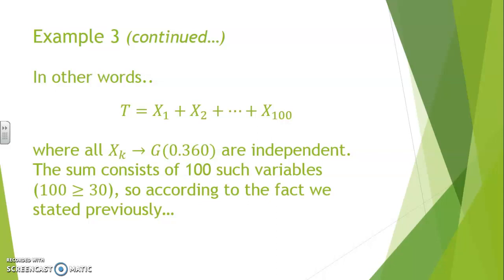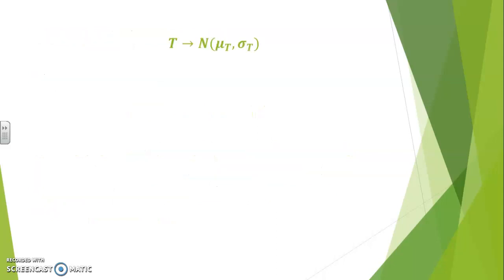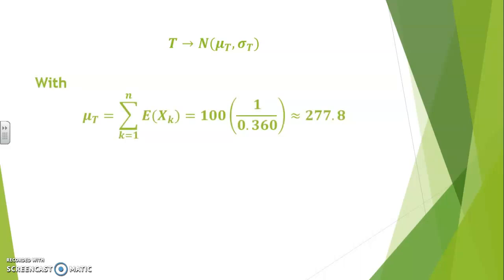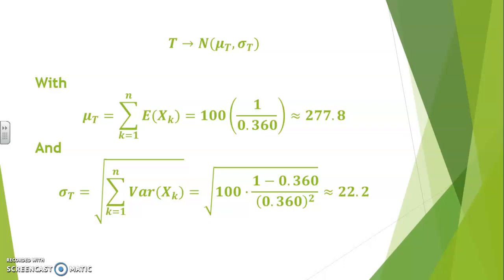We can assume they're independent because the number of at-bats needed to get the first hit should not influence the number of at-bats to get the second. And the sum consists of 100 such variables, which is bigger than 30. So, by the fact that we stated earlier, we could very well assume that T will act like a normal law. In this case, the average of the normal law will be the sum of the expected values of each geometric, so 100 repetitions of 1 over p. In the same manner, the sum of the variances, caused by the independence of the variables, is obtained to produce the standard deviation.